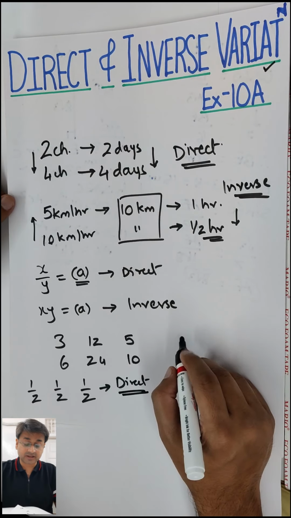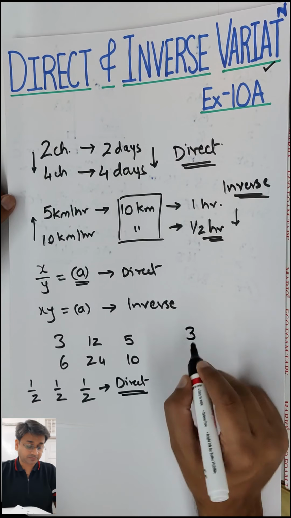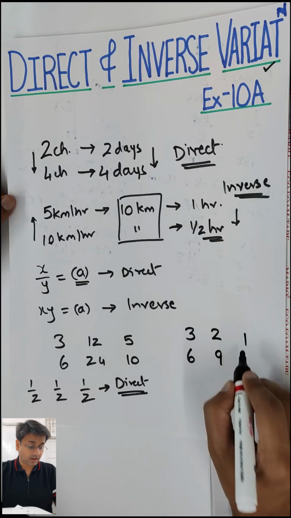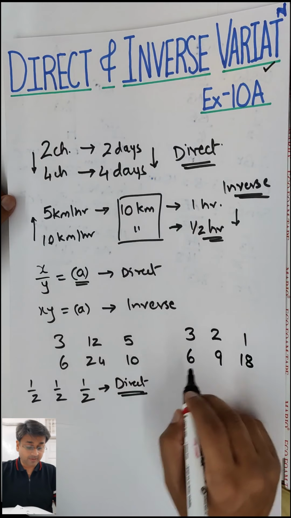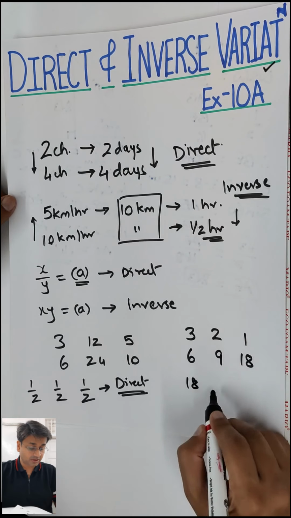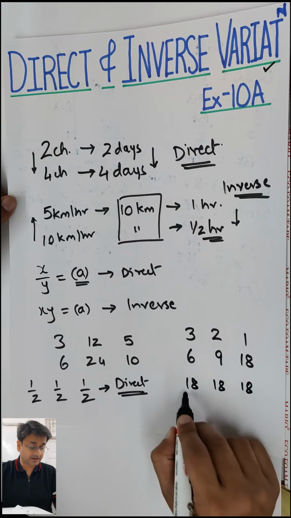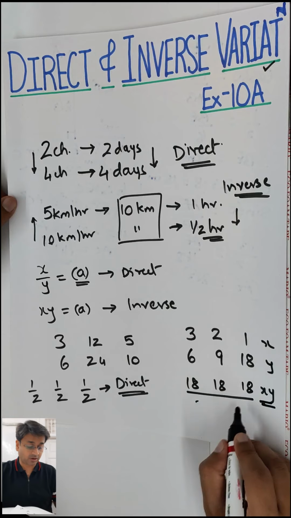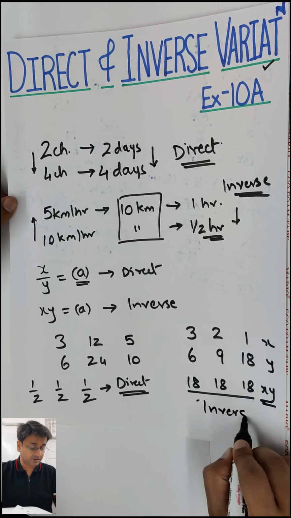Likewise, if I take another quantity, for example 3 and 6, 2 and 9, and 1 and 18, multiply and check. 3 6s are 18, 2 9s are 18, 1 18 is 18. So since the product, that means x into y, is constant, we call it as inverse.